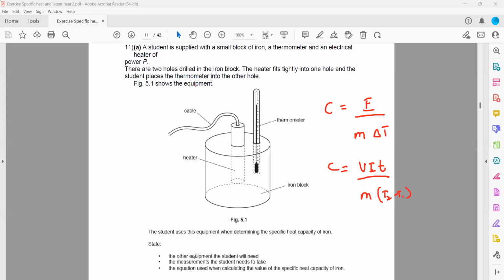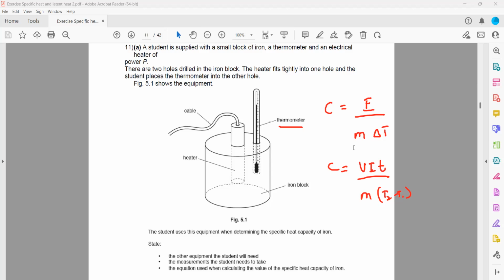First, other equipment: the student already has a thermometer. What else does the student need? An insulator is to improve, so he should insulate the block so it will not lose energy. But the first part of the question asks what other equipment you can mention. The main thing is insulation, which makes it better so you get an answer closer to the true value.